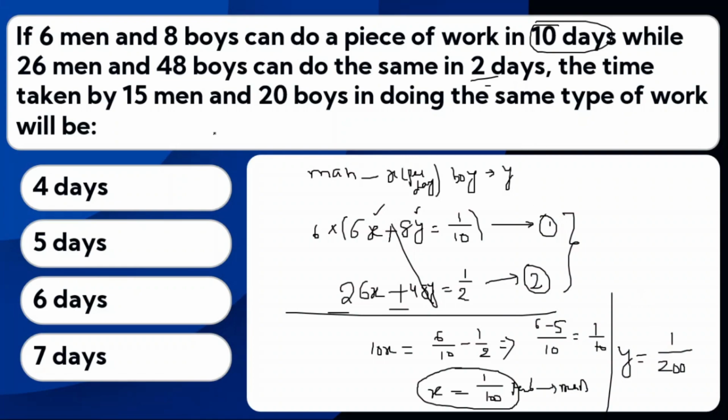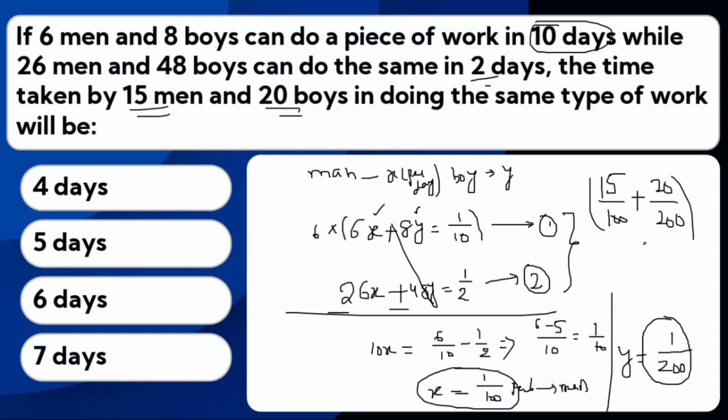But here what is the case? 15 men. So 1 man can complete 1 by 100 of the work per day. 15 men means 15 by 100 per day work by 15 men. And 20 boys. What is meant by 20 boys? A boy can do 1 by 200th part of the work per day. For 20 boys it is 20 by 200. So they are working together.